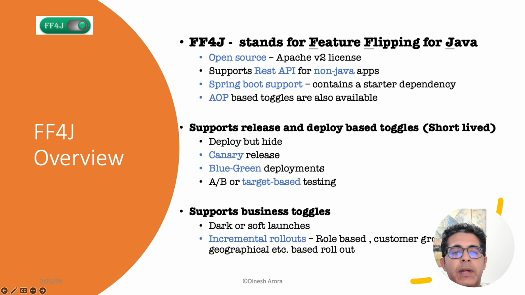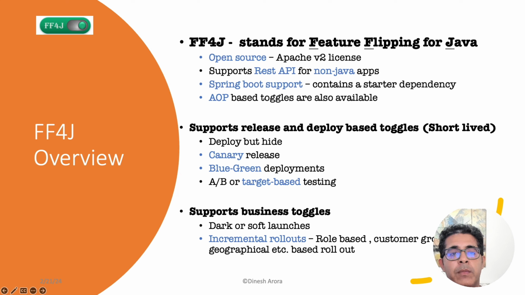So to do all of that, what are we going to use? We are going to use a library called FF4J, which stands for Feature Flipping for Java. It's open source under the Apache V2 license, and it has excellent support for REST API. So if you're coming from a non-Java application, the name says feature flipping for Java, but because it has a REST API, you can use it for a non-Java app.